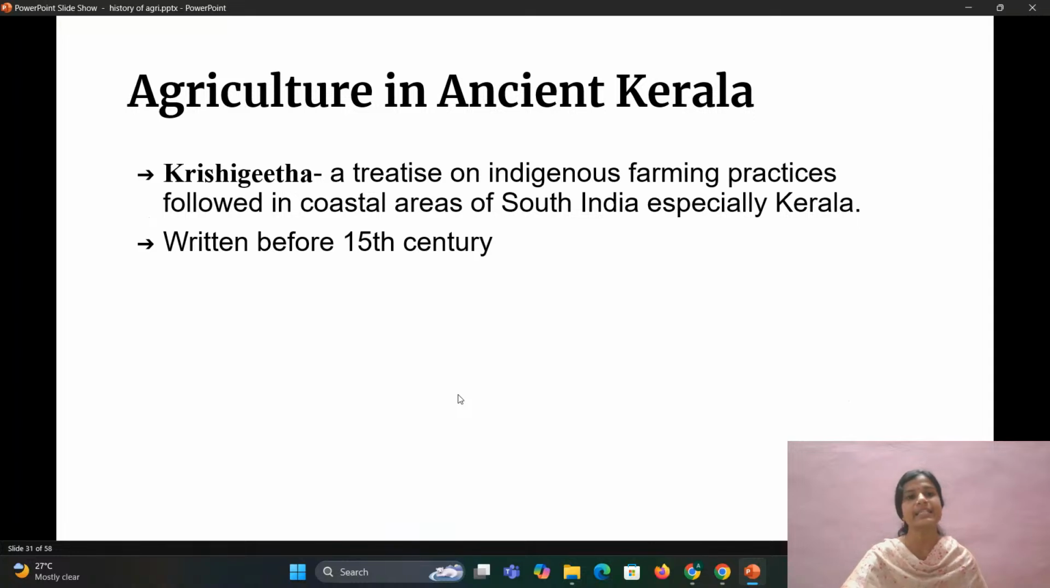Then Krishi Gita. Krishi Gita mainly deals with the agricultural practices in South India, especially Kerala. Krishi Gita is a treatise on indigenous farming practices followed in the coastal areas of South India, especially Kerala, and it was written before 15th century.